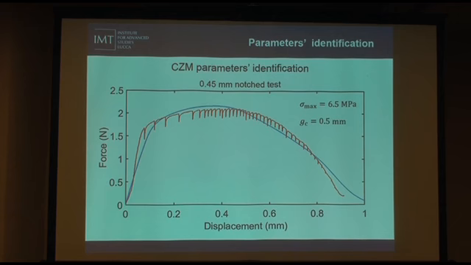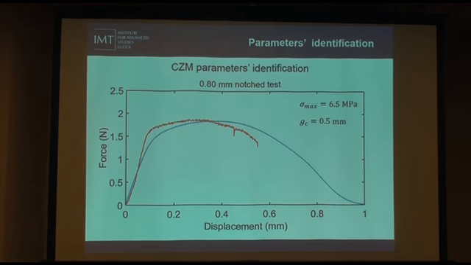In fact, if we use the same parameters to try to fit another notched specimen of 0.8 millimeter, we match the first part where we get the elastic stiffness and the maximum force, but we totally mismatch the softening part.